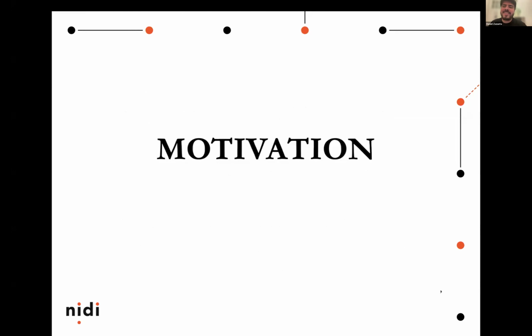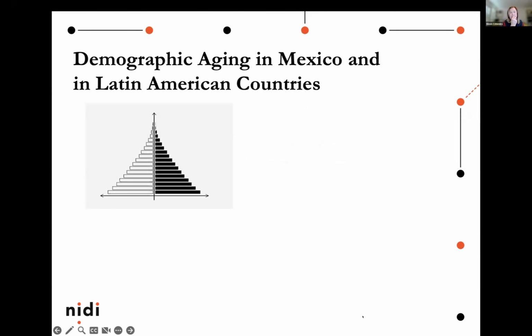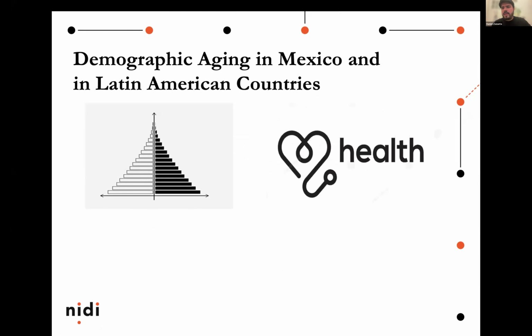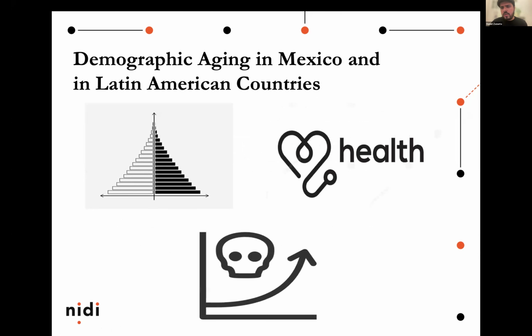So the motivation for this paper in specific is demographic aging in Mexico, as in many other Latin American countries. We often tend to analyze these countries based on the change in the population structure. That's one of the main reasons that we put so much relevance on this topic, and also on the health-related factors driving these changes in the population structure. But today I want to focus on one specific component, which is mortality.